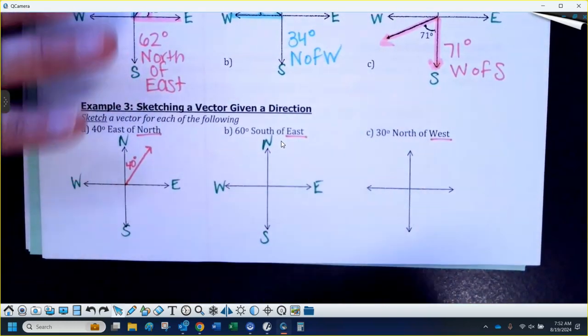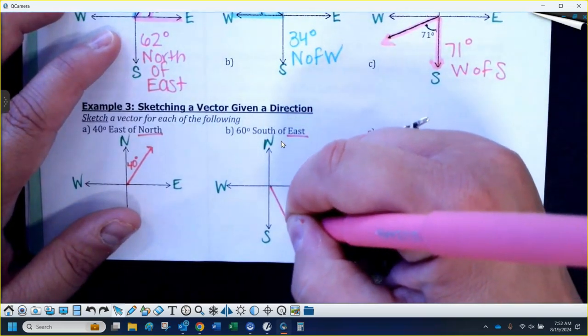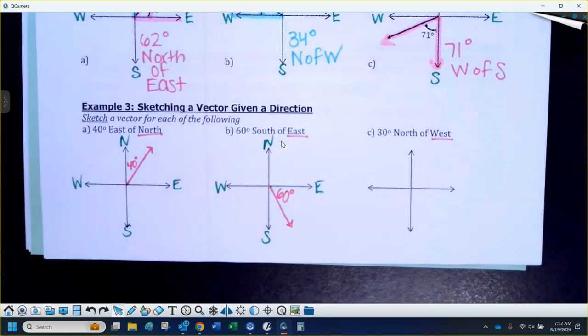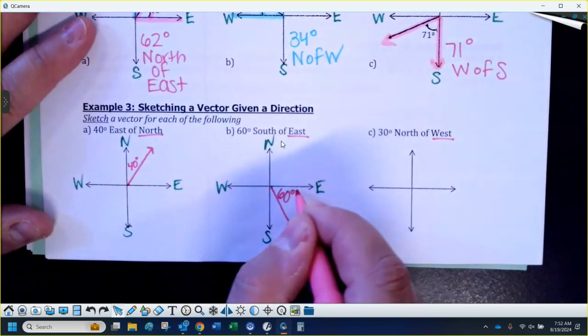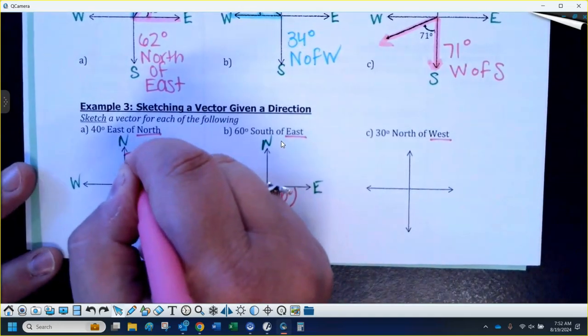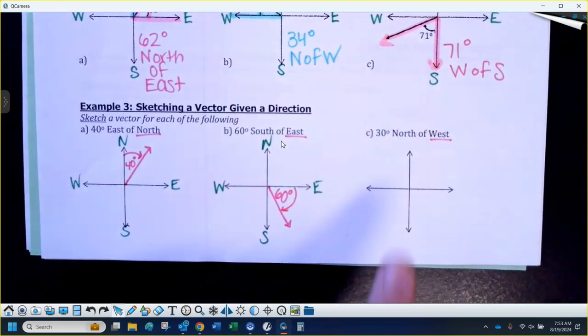Now, remember, 45 is like directly in the middle, so I'm going to make it a little bit bigger than that. That's probably not perfect, but as long as you put the angle between those two, so this is saying I'm going 60 degrees south of the east side of that graph, and so this would be the angle to get to the vector here. So you're just going to put the angle measure in between the vector and the side of the compass there.